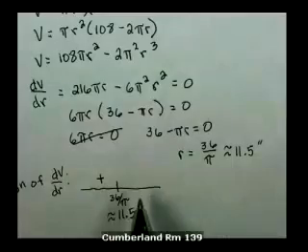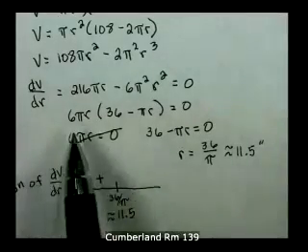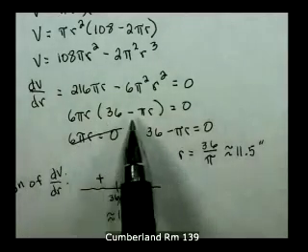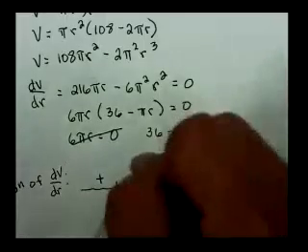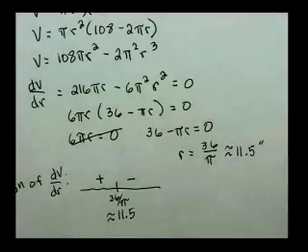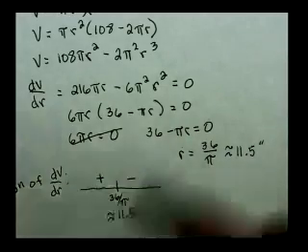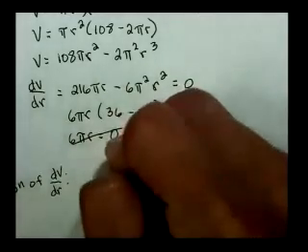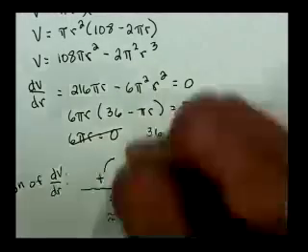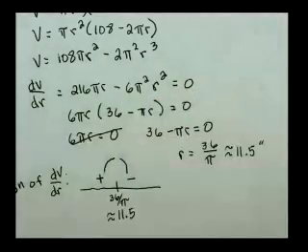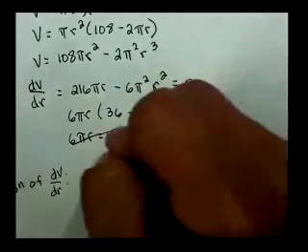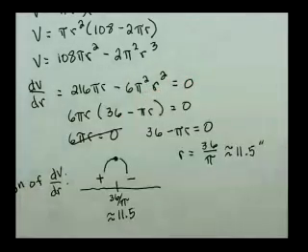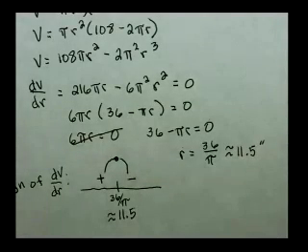But if I put 12 into the derivative, I'd have a positive times 36 minus 12 pi. That would definitely be a negative. So 36 over pi is where the volume stops increasing and starts decreasing. Therefore, the max is at 11.5 inches, or 36 over pi to be exact.